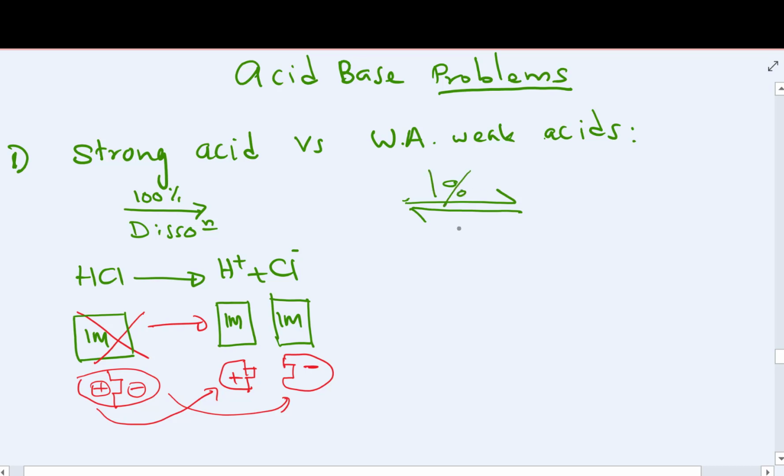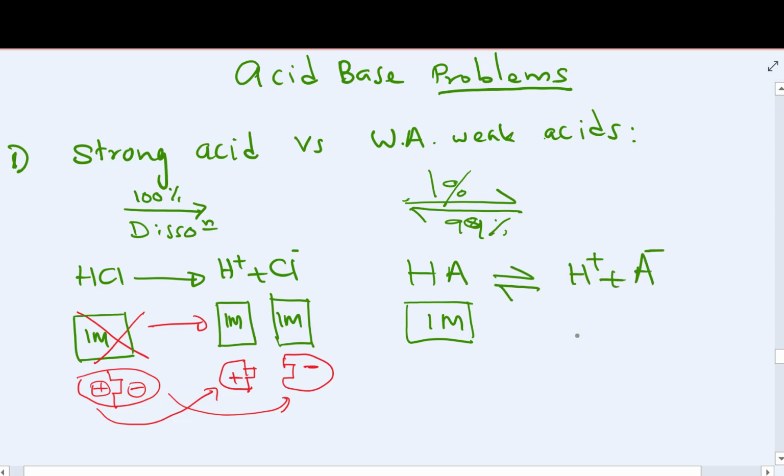Look at the weak acids. 1% dissociation. So 99% in the HA form, 1% in the H plus and A minus form, right? So a tiny bit of ions. That's the important thing. Almost all in the molecule side of HA, 99%.